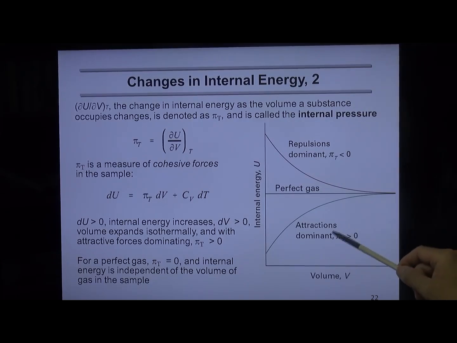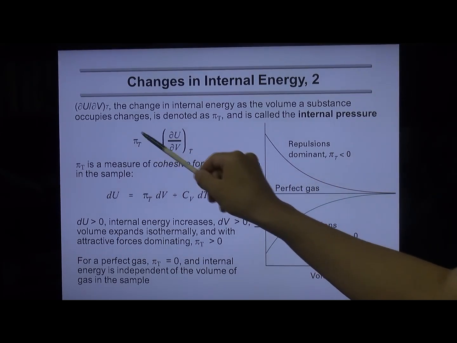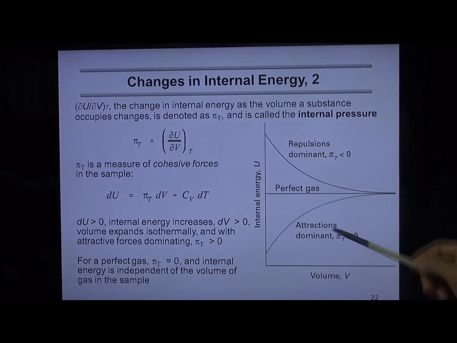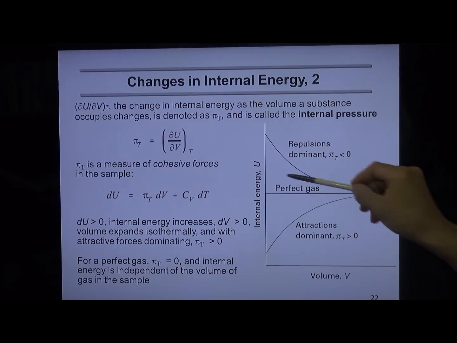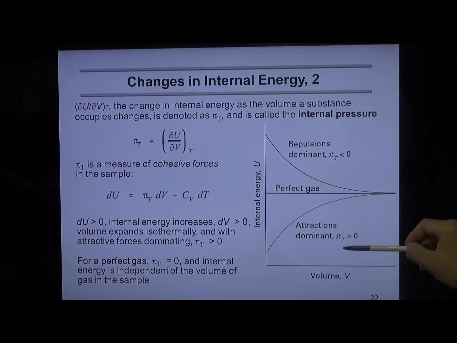The opposite case holds for attraction. When attractions are dominant, internal energy increases as volume increases. So, internal pressure, round U round V at constant temperature, represents the slope, right? In this case, the slope is negative. In this case, the slope is positive. That's why internal pressure has different signs.